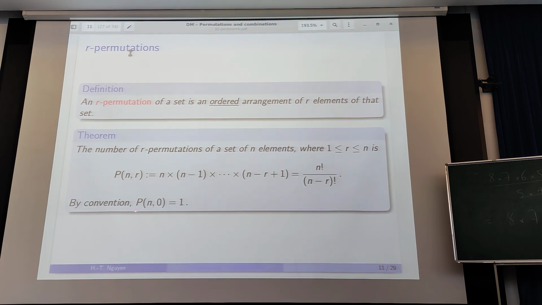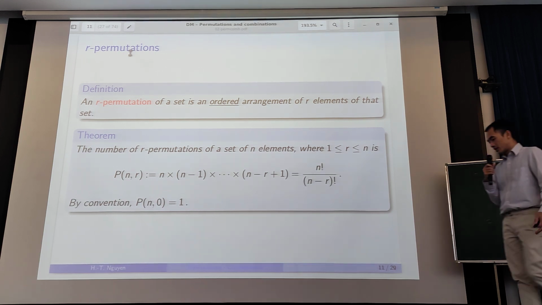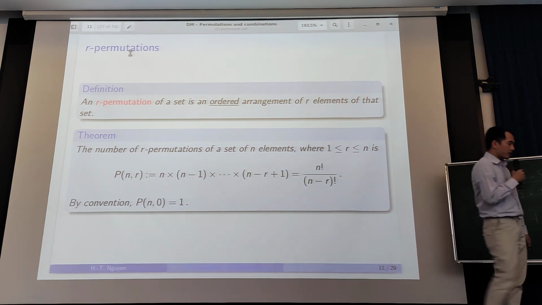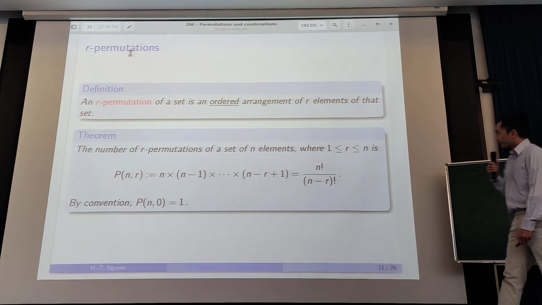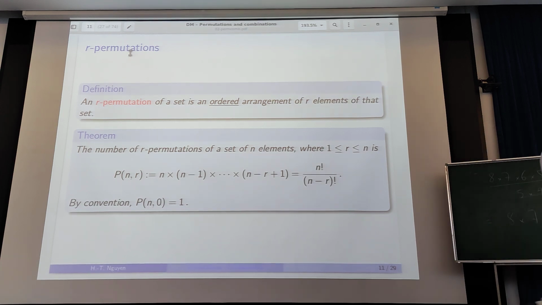And similarly, by convention, when r is 0, we set the number of 0 permutations of a set as 1. Okay? It's similar to when you consider there is one empty set. So the empty set is a set, so the number of 0 permutations of the set is 1. Okay, so this is simple. This is the direct application of the product rule.